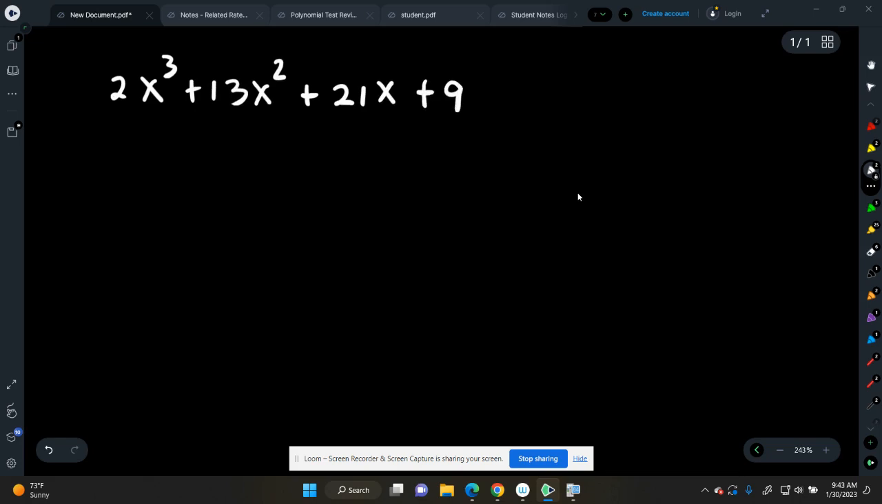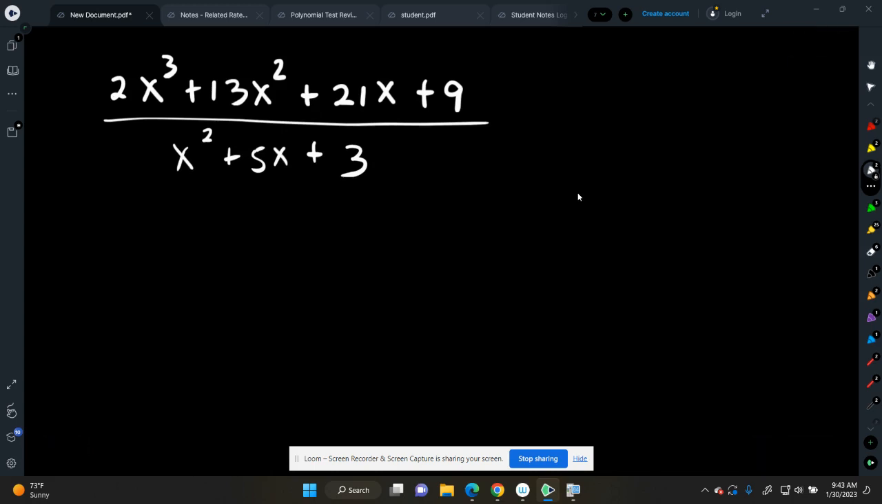So we have 2x to the third plus 13x squared plus 21x plus 9, divided by x squared plus 5x plus 3. Okay. So first off, we got to figure out the number of rows and columns.